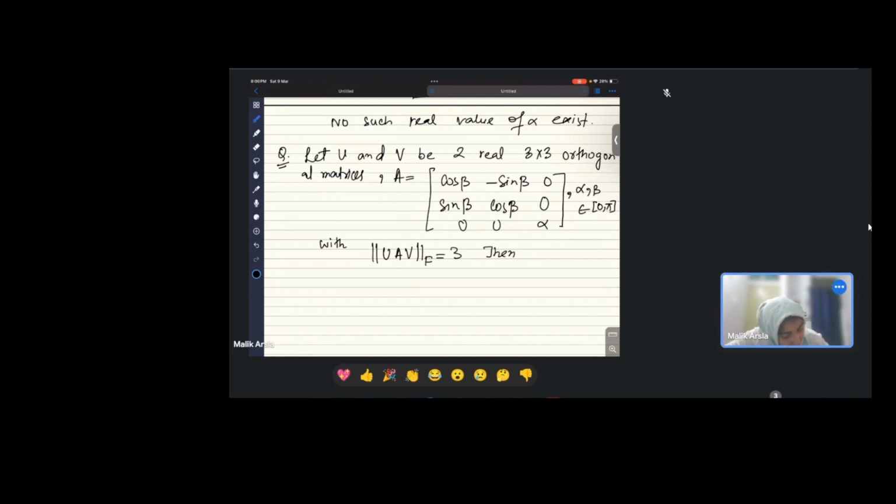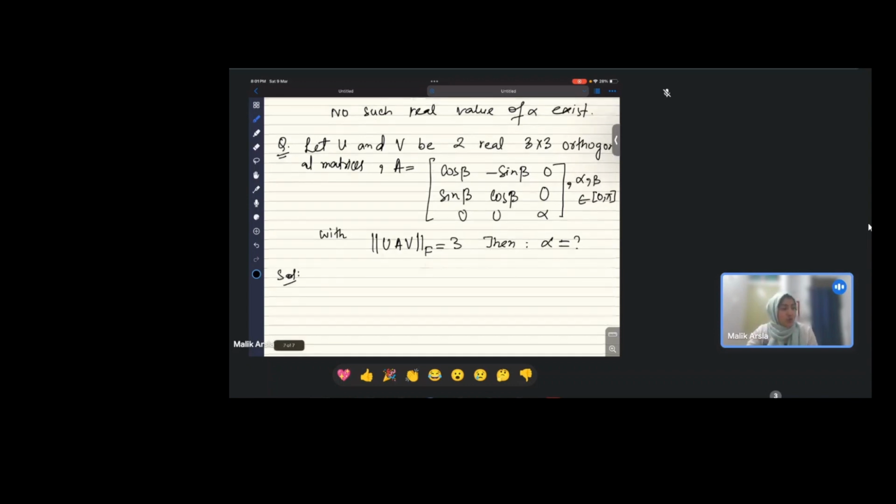Then alpha is equal to what? Again, we have to calculate alpha here. You know that the same thing applies for the Frobenius norm as well, right? The Frobenius norm of UAV is equal to the Frobenius norm of A, given that U, V and A are real and orthogonal matrices. So quickly calculate the Frobenius norm for this A and then equate it to 3.